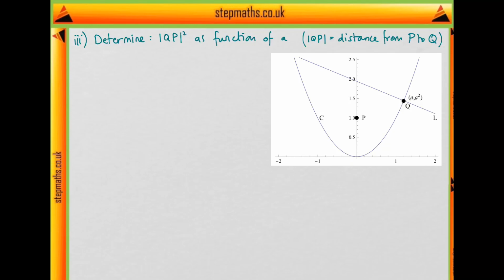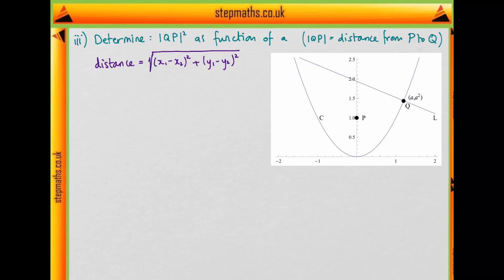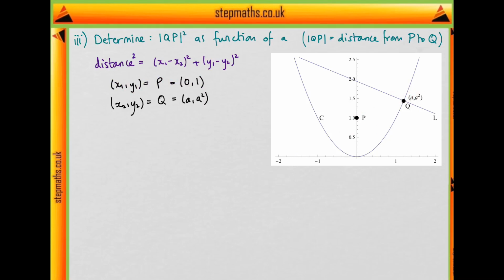Okay, now for part 3, they want us to determine the distance QP squared as a function of a. So remember the formula for the distance between 2 points looks like this. If we're looking for the distance squared, then it's just going to get rid of that square root sign. And we know our 2 points are P and Q, so we just need to plug these into this formula. And this is what we'll have at the end.